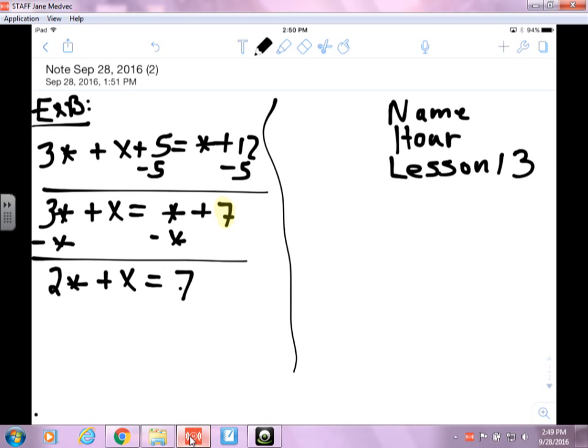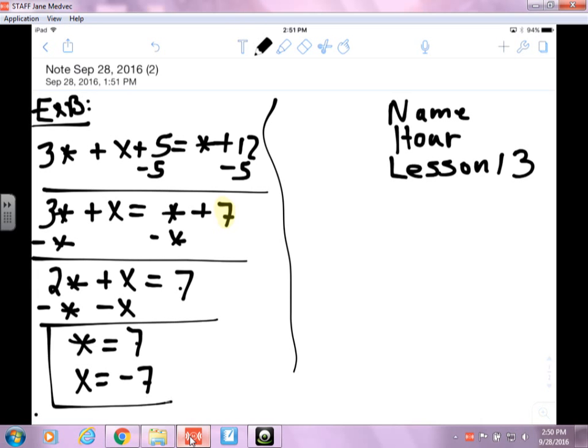So now 7's by itself, which is what I want, but I still got a problem, don't I? I don't have either a star by itself or an x by itself. Do you notice how I got 2 variables there? So what can I do? Yes, you can take away x, and remember we mentioned that yesterday, it's like an explosion. Minus x, minus star, star equals 7, and x equals negative 7.